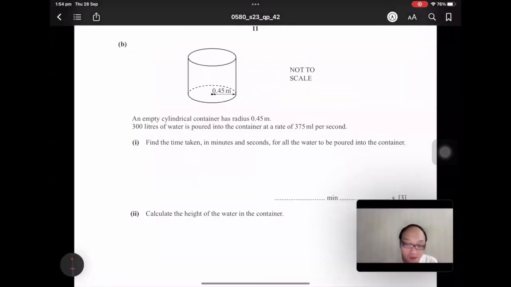An empty cylindrical container has radius of 0.45. 300 liters of water is poured into the container at the rate of 375 milliliters per second. Find the time taken for all the water to be poured into the container.